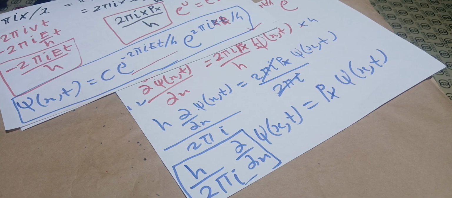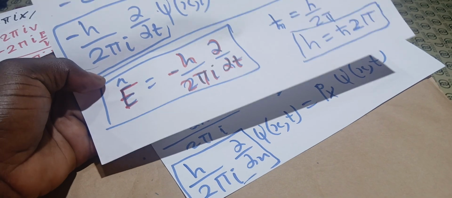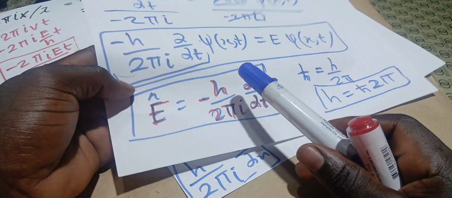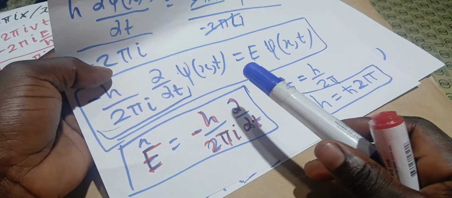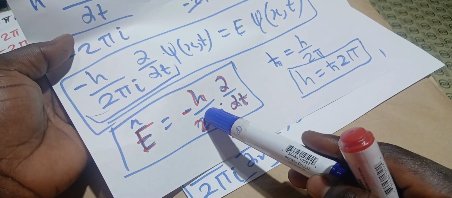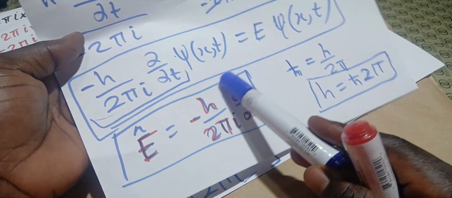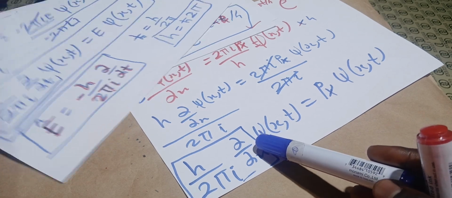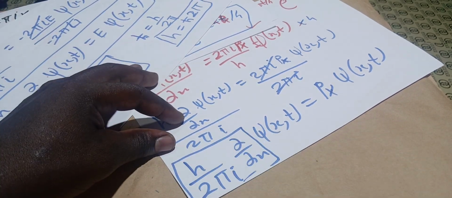So that's basically what you need to know. Differentiating the wave function after you introduce the Planck and the de Broglie relation into it with respect to t, you get the energy operator, which is this, and with respect to x, you get the momentum operator.